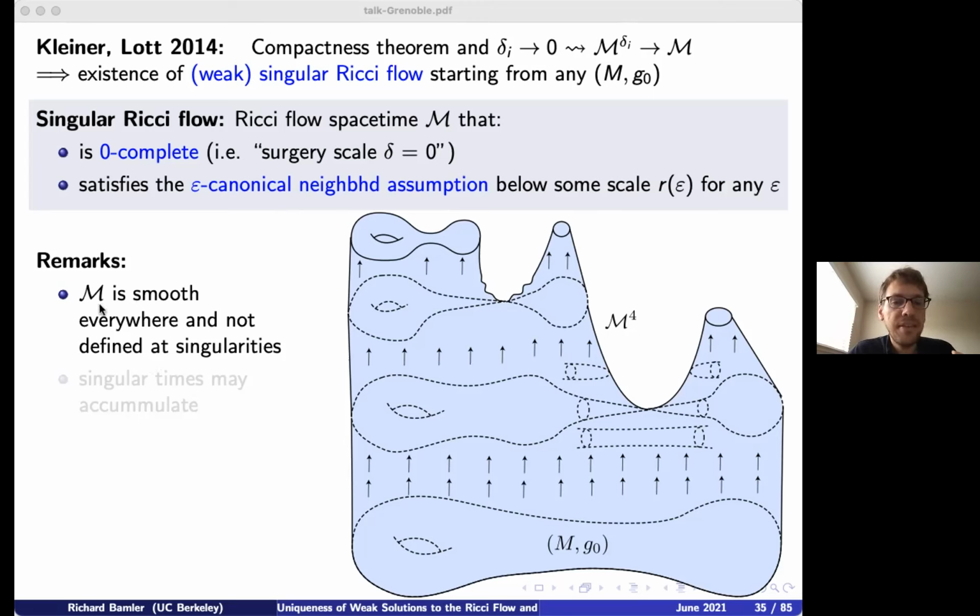So if you want to get the true singular flow, what you could do is take the metric completions of every time slice, and that would just amount to adding a discrete set of points to every time slice.